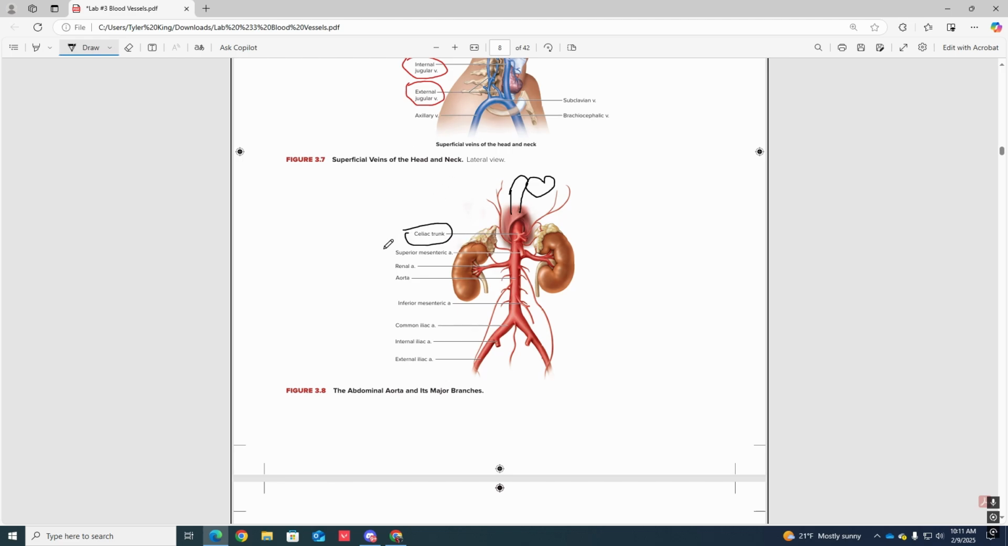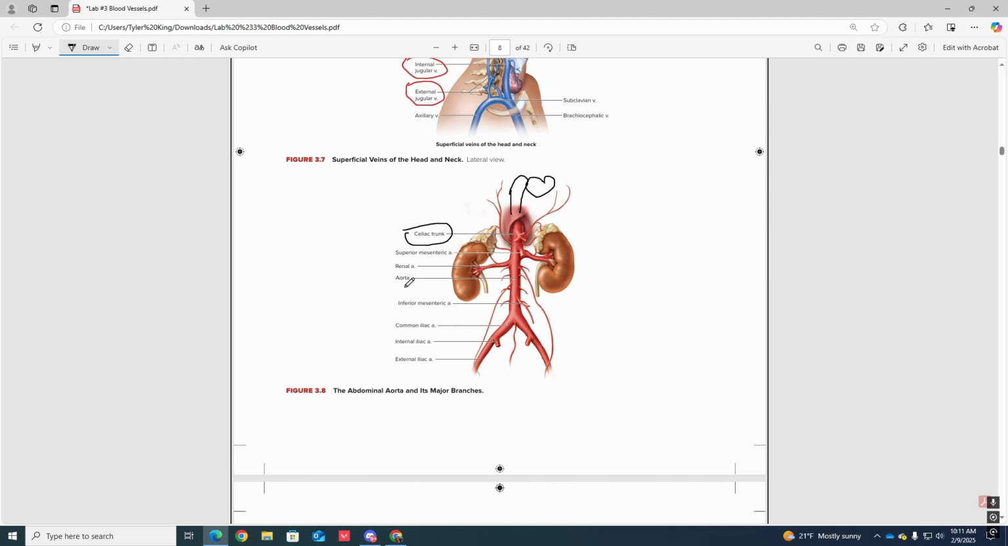Superior mesenteric, inferior mesenteric. Mesentery is referring to the intestines. Specifically, the superior mesenteric is going to be supplying the small intestine and the proximal large intestine, versus the inferior mesenteric artery, which is going to be supplying the distal large intestine. So that's the only difference here.